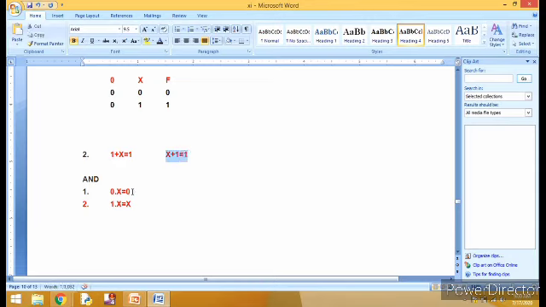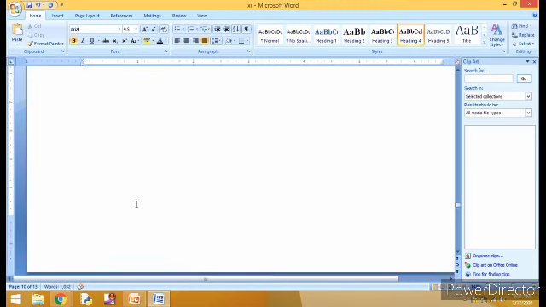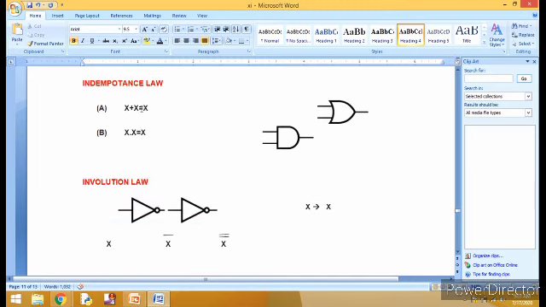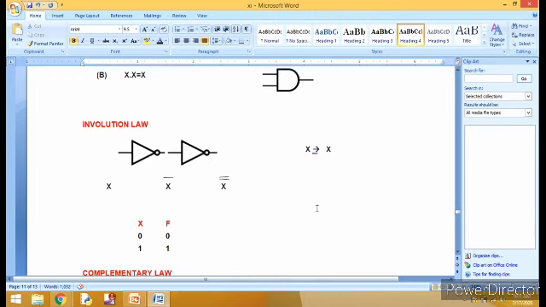0 into x is equal to 0, 1 into x is equal to x. We will be applying all these postulates in the next class. Then x plus x is equal to x and x into x is equal to x. That is the idempotence law. Then we will be using the involution law, that is, when x is passed through a double NOT operator in series, we get the value of x.